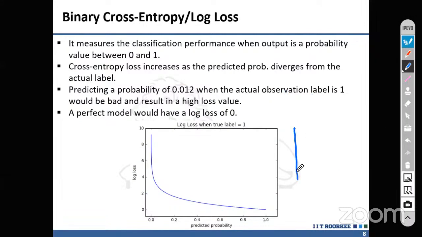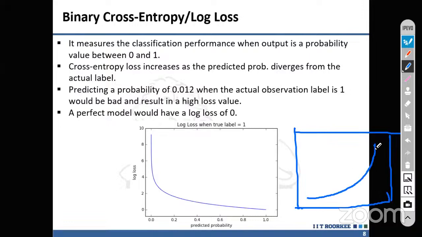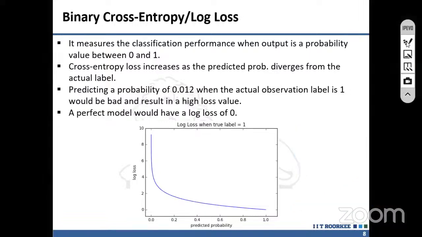Your curve will look like this. For log 1 minus pi, if you have the probability as 0, then you will get the loss close to 0. And when the probability pi is very high, that means 1 minus pi will be close to 0, then the loss will be large. So it's just the opposite.